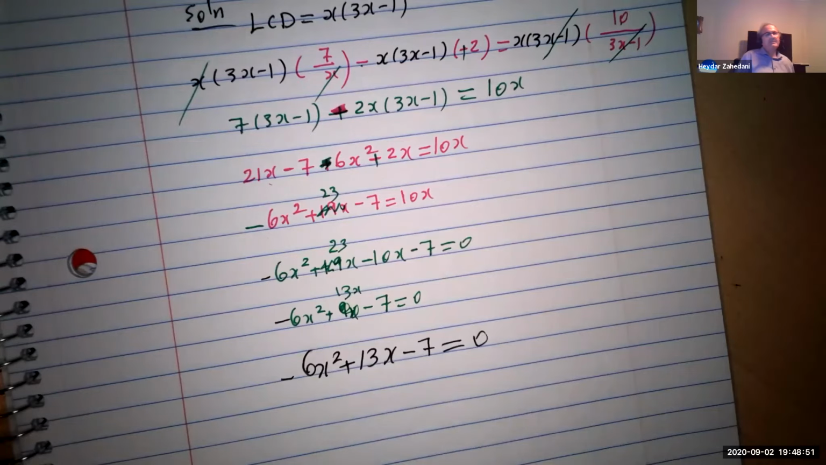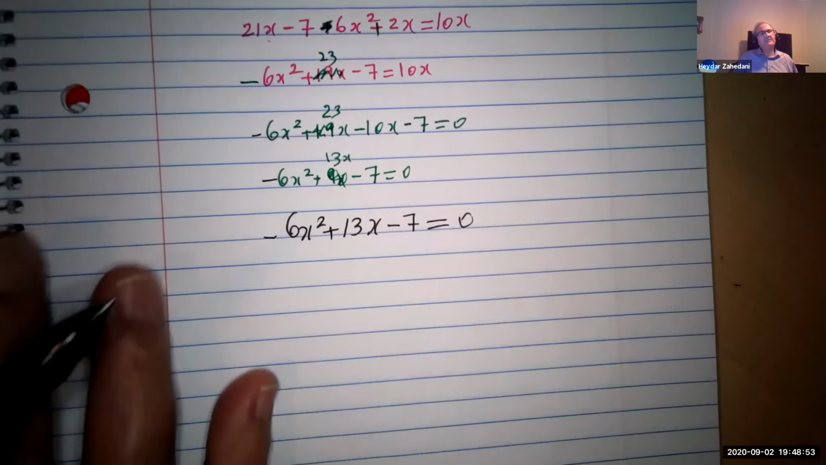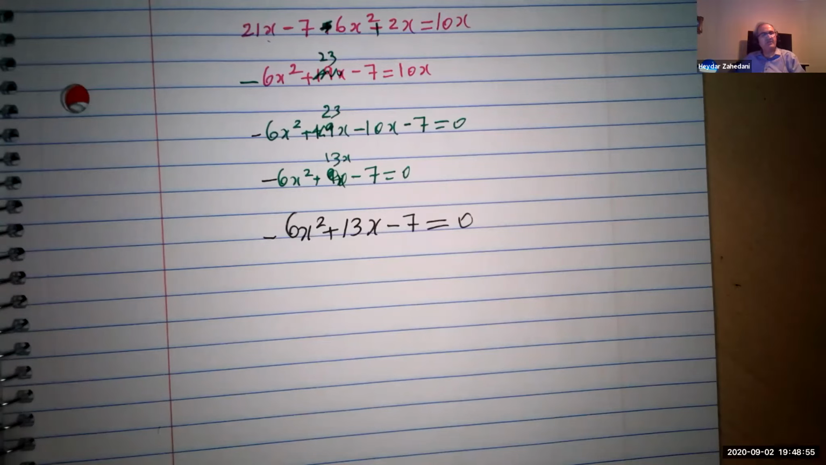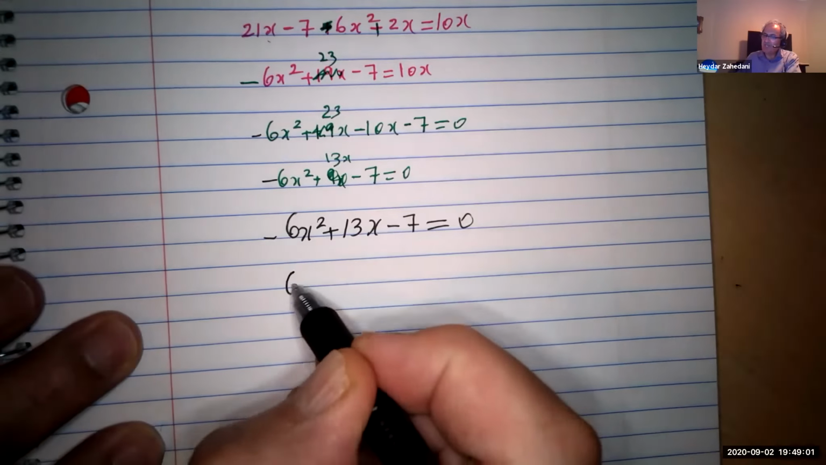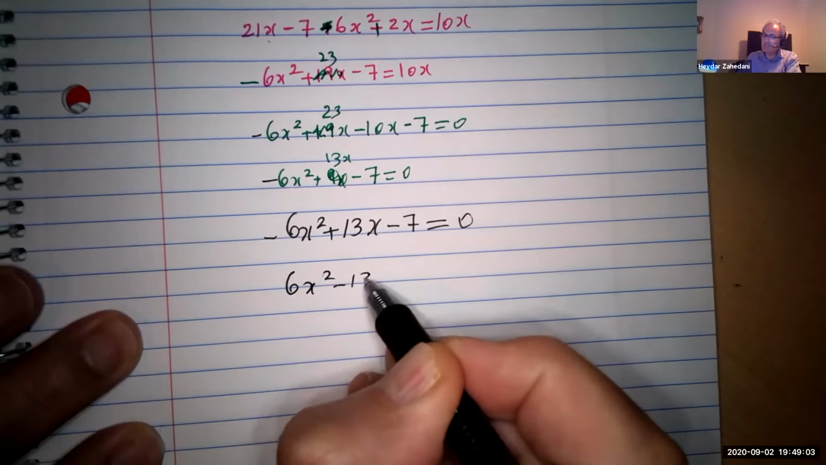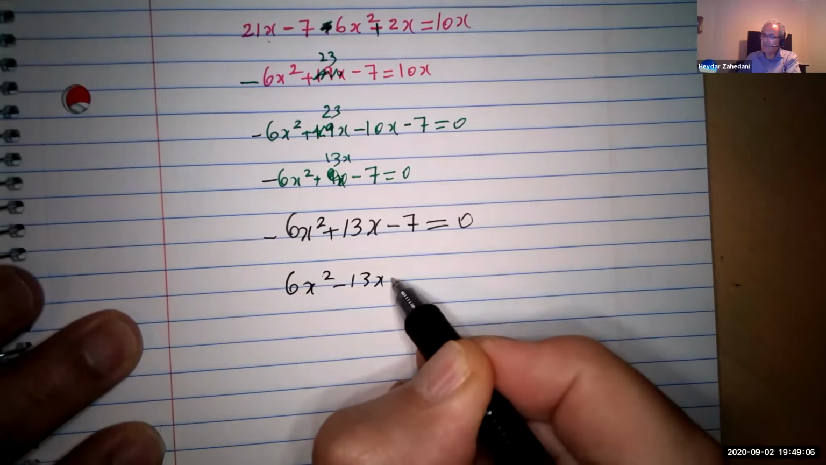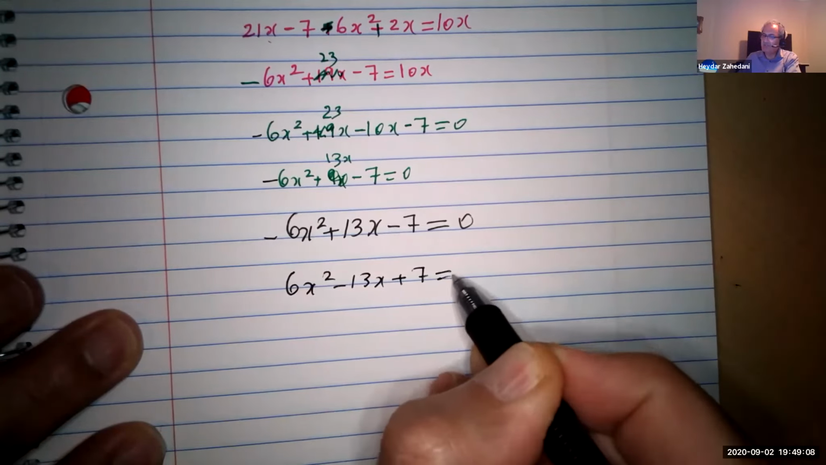Now, you see the point is about this last part that we have. It's going to be a quadratic equation. If you like, you can multiply everything by a negative sign, if you don't like these negatives here. So we change the signs. It's going to be 6x squared minus 13x, and this is going to be a plus 7 equal to 0.